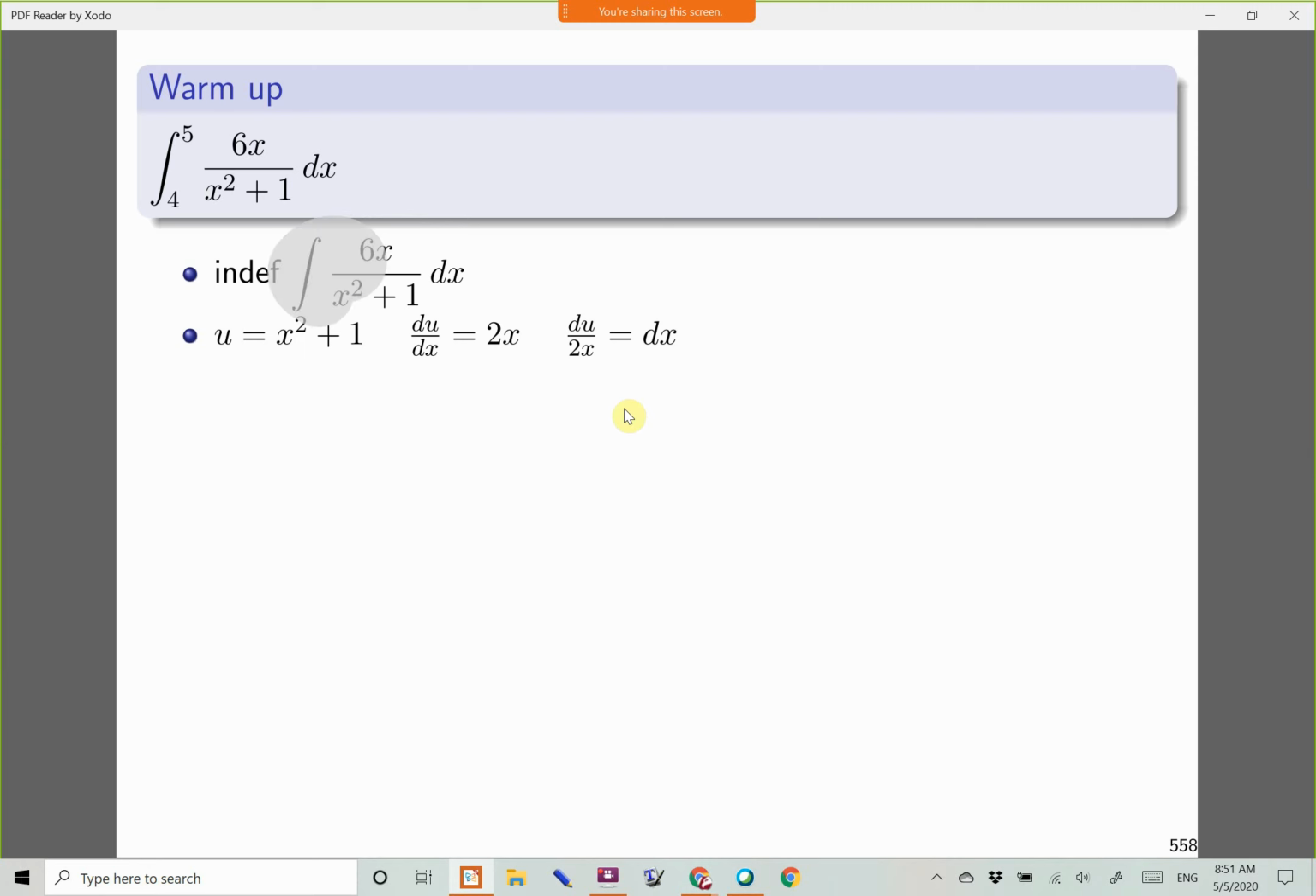So then let's go back and revisit this indefinite integral, and we'll substitute what we can. So we'll have the integral of 6x over u, and then the dx here gets replaced with this fraction, du over 2x, right there.